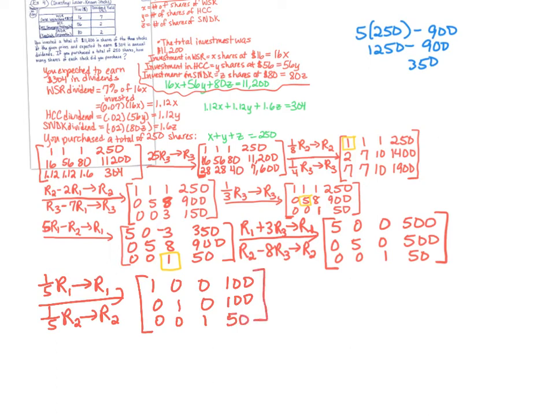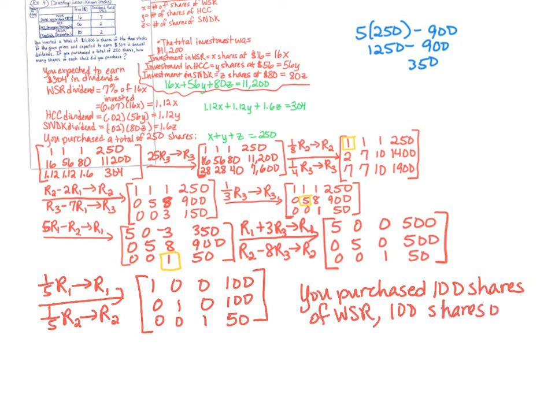So this means you purchased 100 shares of WSR, 100 shares of HCC, and 50 shares of SNDK. And it makes sense because they all add up to 250, which is the total we had. Okay?